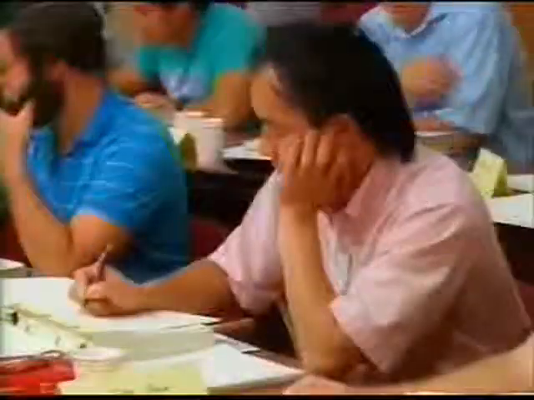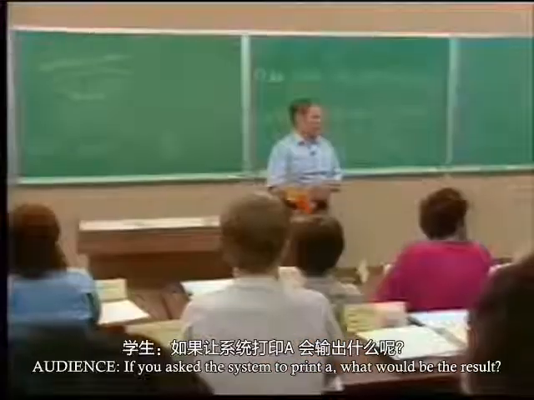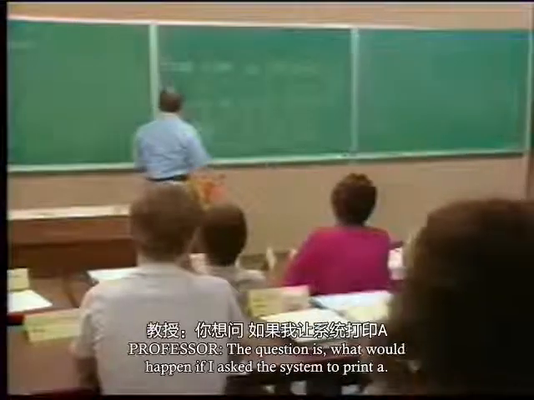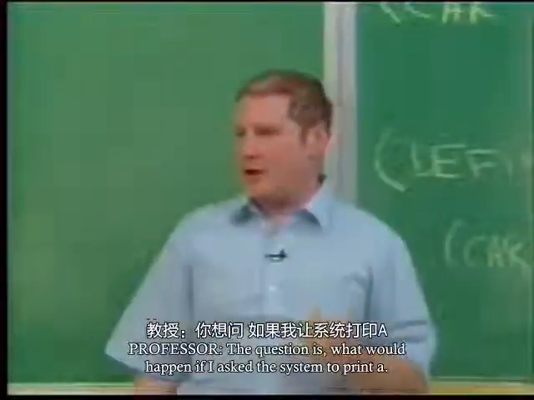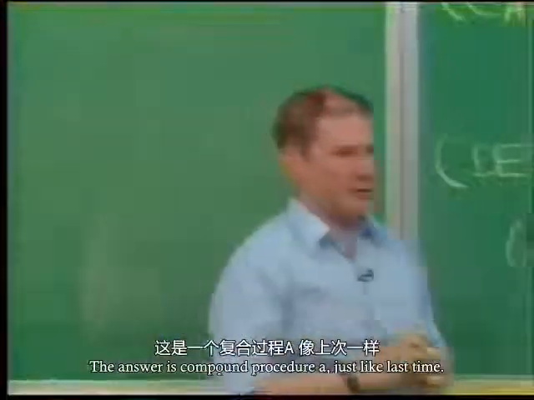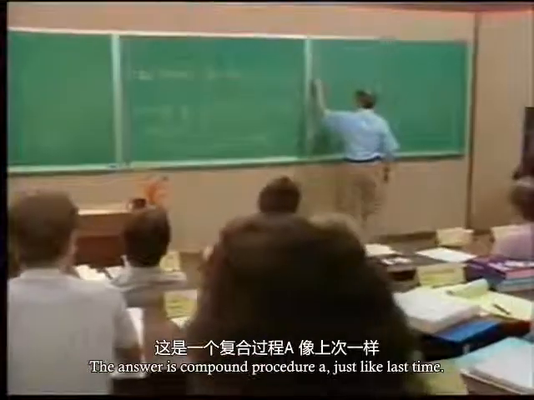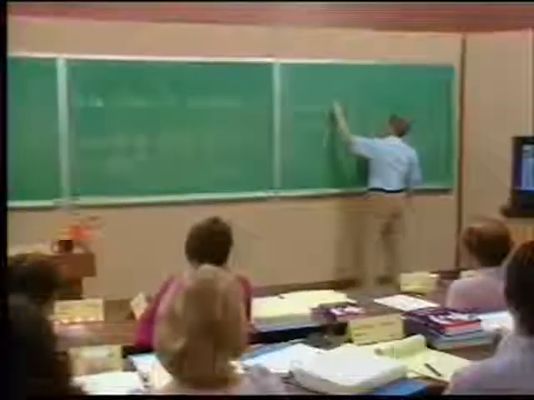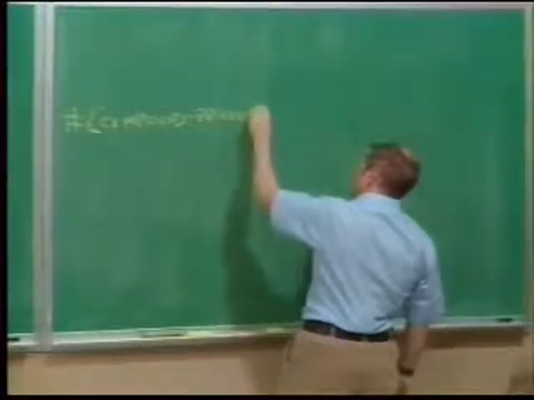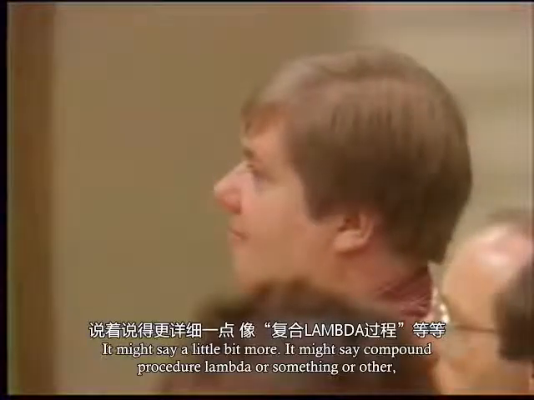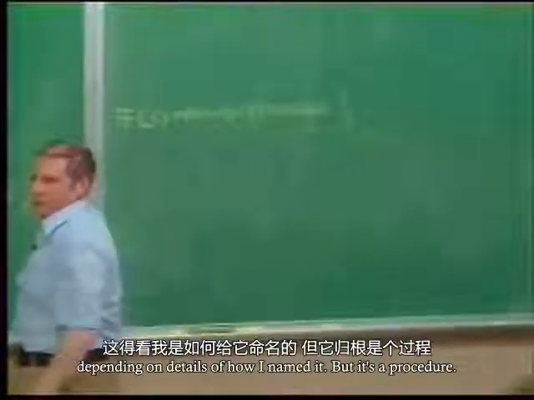Okay, questions? If you asked the system to print A, what would be the result? The question is what would happen if I asked the system to print A given this representation? You already know the answer. The answer is compound procedure A. Just like last time, let's say compound procedure. Might say a little bit more, might say compound procedure lambda something or other, depending on details of how I named it, but it's a procedure.